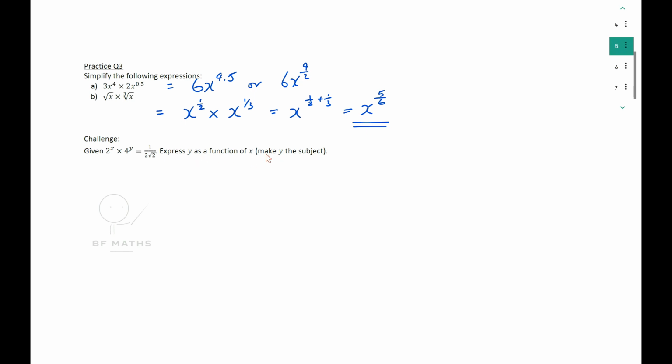Pause the video, have a go. If you want to get some hint, here it is. Or if you don't want to listen to the hint, you can pause the video and just blast it through. The hint is you want to make everything 2 to the power of something. So your ultimate goal before the final answer is to get 2 to the power of something equals 2 to the power of something. Pause the video, have a go. When you're ready for the answer, you can press play.